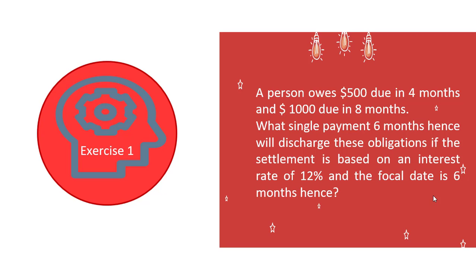Exercise number 1. A person owes $500 due in 4 months and $1,000 due in 8 months. What single payment 6 months hence will discharge this obligation if the settlement is based on an interest rate of 12% and the focal date is 6 months hence?